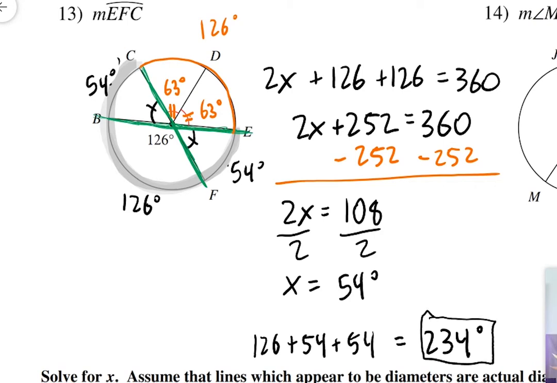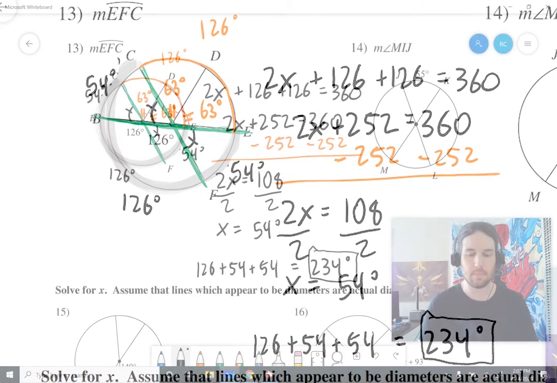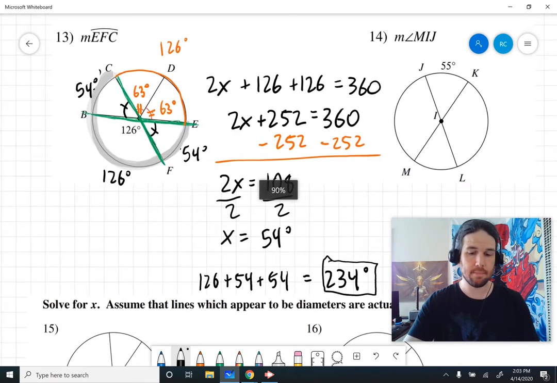It's not the only way we could have done that. We could have also taken the 126 away from 360. Hey Google, what's 360 minus 126? The answer is 234. So that would have gotten us the same answer either way. Lots of different paths to get to the same answer. That's number 13.